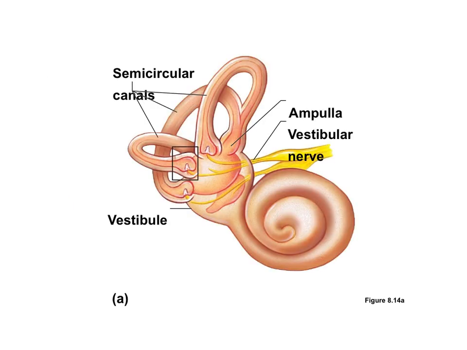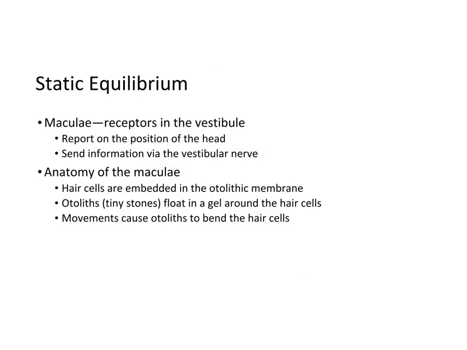So much of this sense is housed in the vestibule, so that's kind of this big region here in the inner ear. There are structures for static equilibrium called the maculae, and these are receptors that are found in the vestibule. They report on the position of your head. So this sends information back to your brain, reporting on what position your head is in, and it goes to your brain via the vestibular nerve.